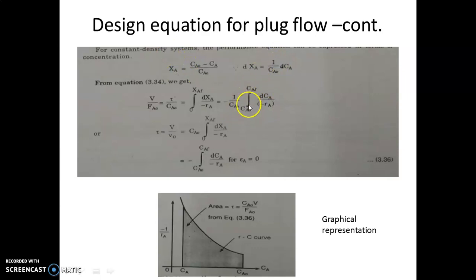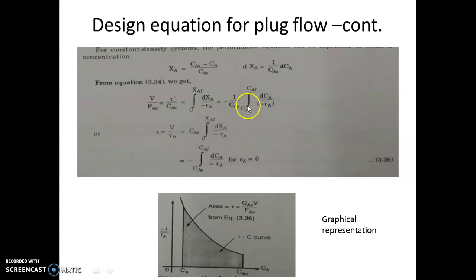So if we put this value, we get this type of equation, minus 1 upon Ca0, and you have to change the limits. Ca0 means initial concentration and final concentration, and instead of dXa we have to put dCA upon minus Ra. So the same thing is given here. So if we want to know tau upon Ca0, it is equal to this.